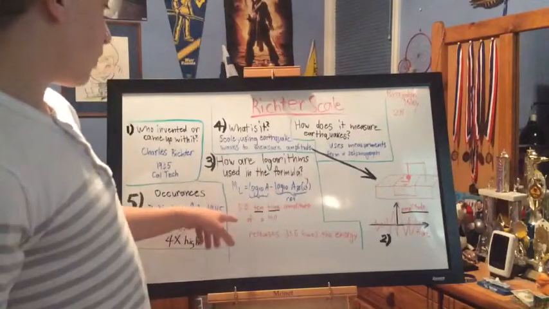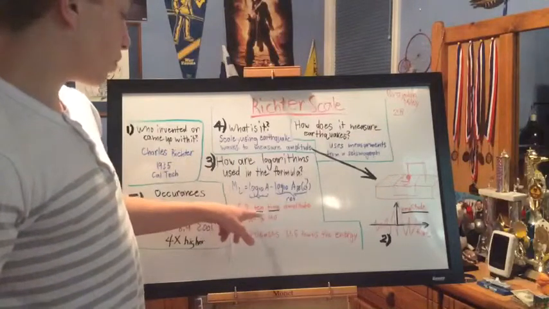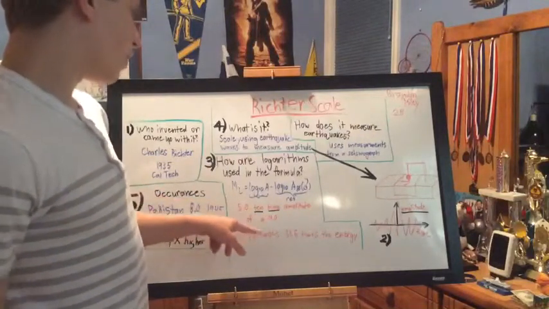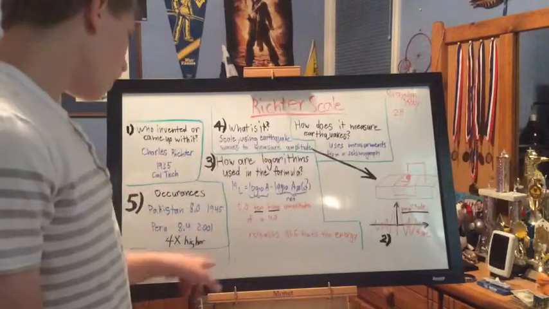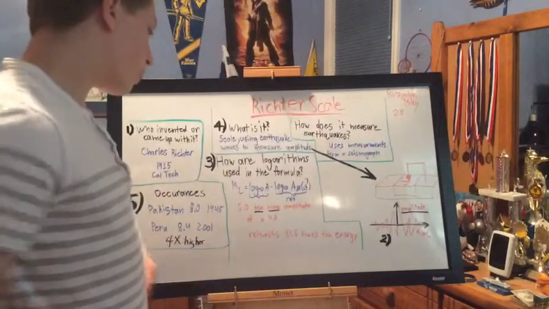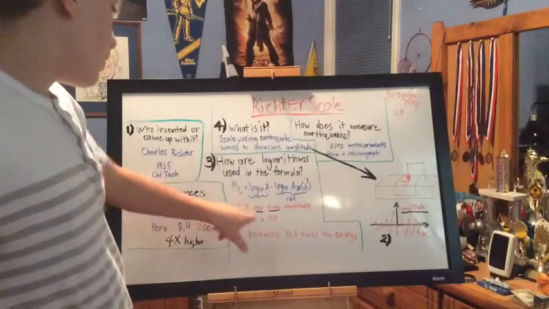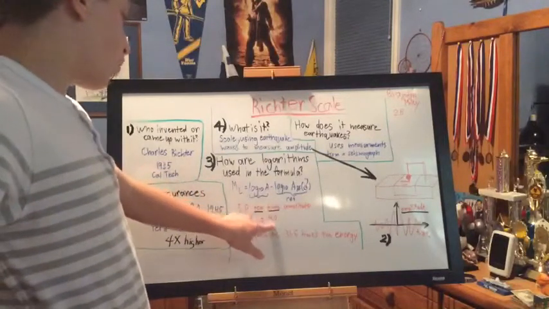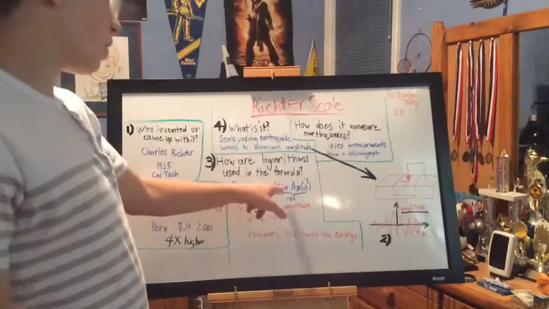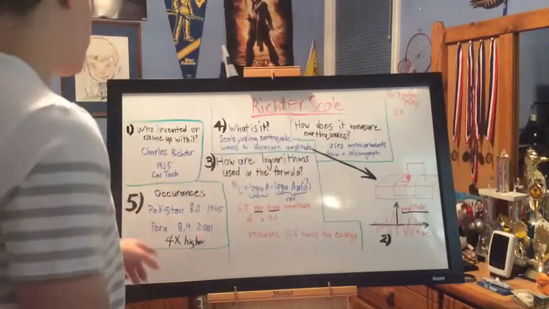So let's say we had a 5.0, which is 10 times the amplitude of a 4.0. This releases 31.6 times the energy. And the reason why that's 10 times is because that's 1 times 10, because the log base 10, so it's 10 times more.